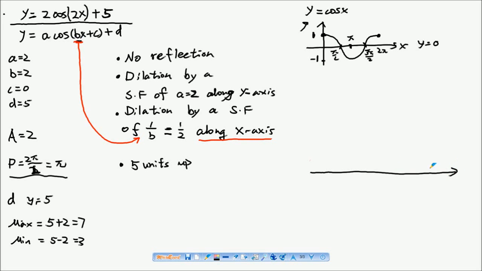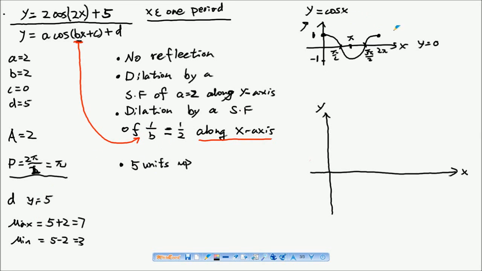Now let's draw this new graph. Okay, and we only draw one period of it. Say, x belongs to one period as our domain. So this is x, this is y. The shape, there's no reflection, the shape stayed the same, but it moved 5 units up.